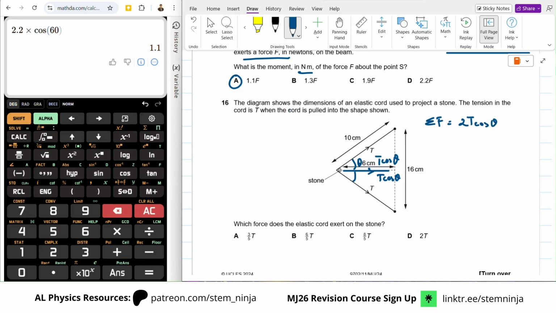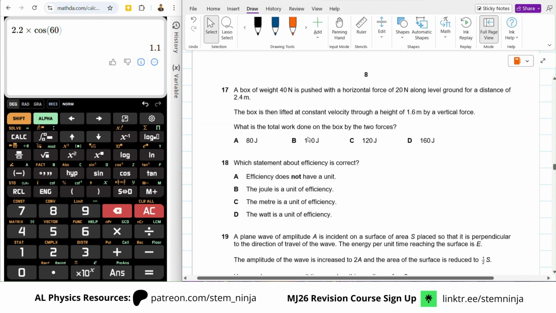We need to find cos theta. If you notice, this is 6 centimeters and the hypotenuse is 10. Cosine is adjacent over hypotenuse, so cos theta is 6 over 10. So 2 times T times 6 over 10 is 12 over 10 T. Dividing by 2, that is 6 over 5 T, which is the B part.